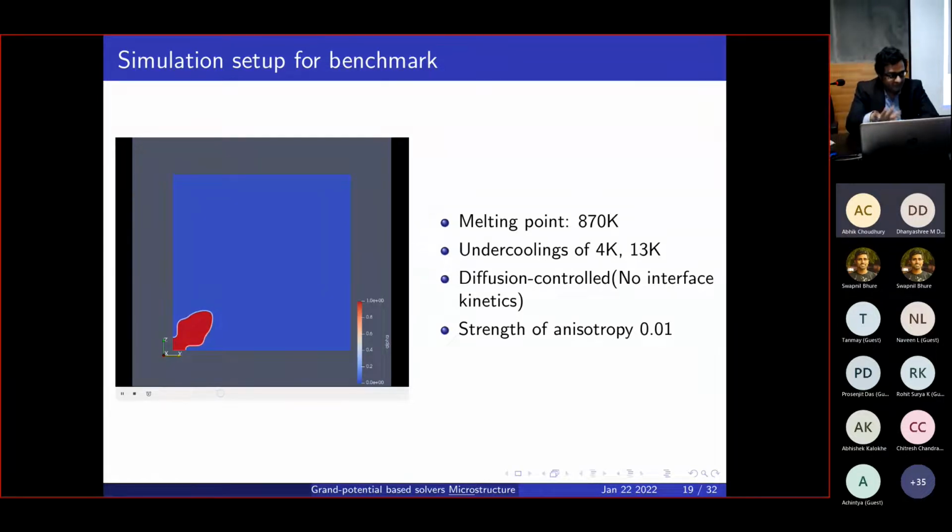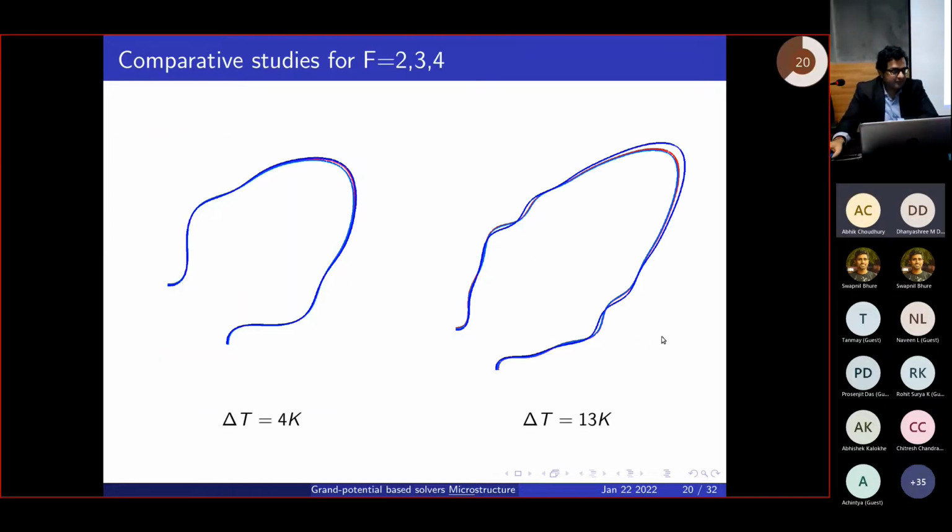So this is the simulation benchmark I will utilize for comparing between F2, F3, and F4, which are the three variants of doing the same thing. So let's go ahead. This is the comparative study. This is the delta T equal to 4 Kelvin.